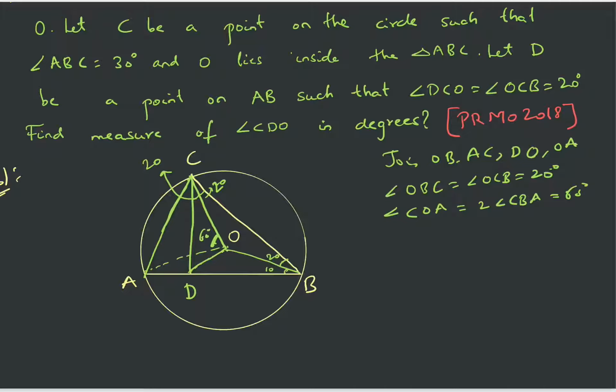Also, now let us try to find some more angles. I mean, we need to do angle chasing and our aim is to get angle CDO. Okay, so now just pause the video. You have already seen the constructions OC, OA, AC and DO. These are all the things which you have joined. So now just pause the video and try this problem again.